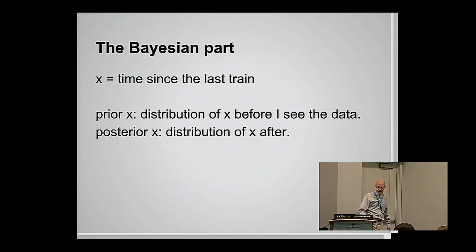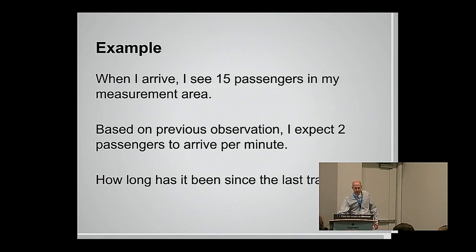OK, now here's the Bayesian part, which is I want to try to infer x. So x is going to be the time since the last train, and this is where I'm going to use the passengers on the platform. My prior distribution for x is the distribution of x before I see the data, and the posterior is the distribution after I've counted the number of passengers on the platform. So we'll run a quick example of this.